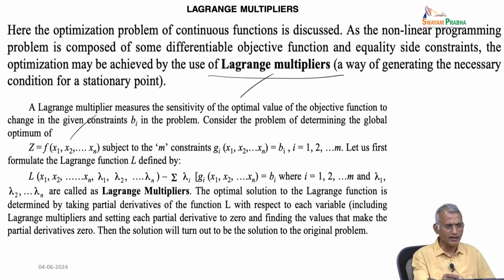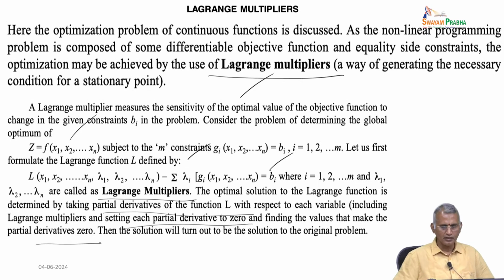So, let us formulate the Lagrange's function. L of x1, x2, xn, lambda 1 and so on is defined as f of x1, x2, xn minus summation lambda i times gi of x1, x2 and so on xn minus bi, where i varies from 1 to m, and lambda 1 to lambda m are called Lagrange's multipliers. The optimal solution of the Lagrange's function is determined by taking the partial derivative of L with respect to each variable, setting each partial derivative to 0 and finding the values that make the partial derivatives 0. Therefore, the solution will be the solution of the original problem.